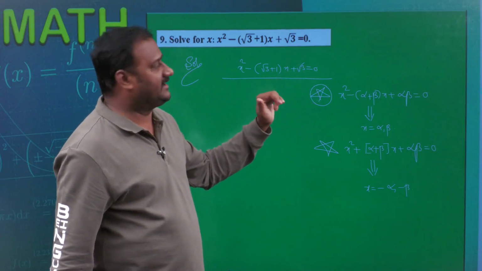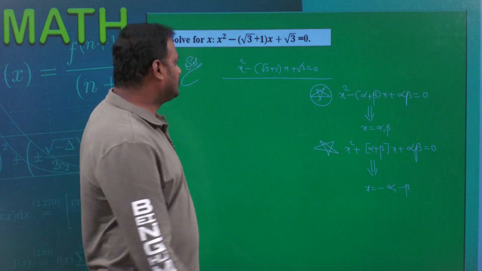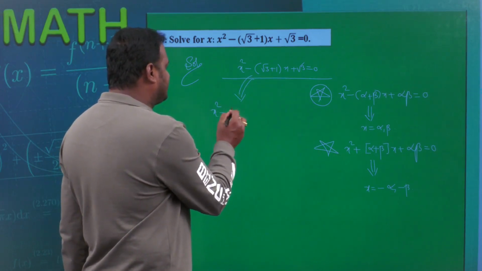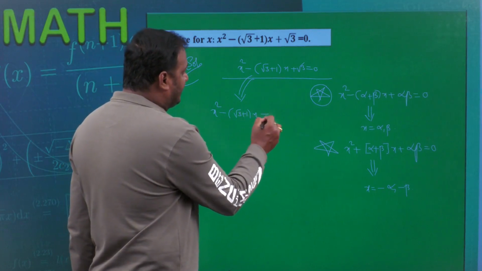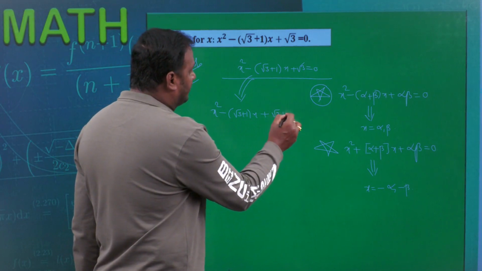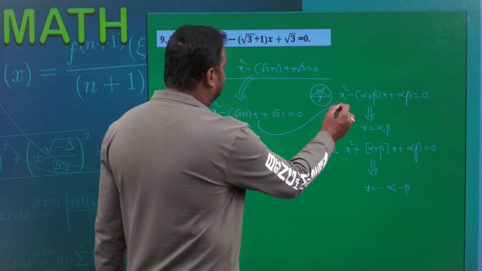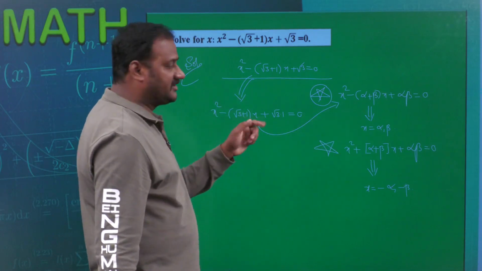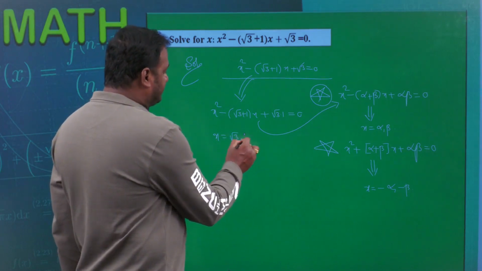Absolutely, this is the product, because root 3 can be written as root 3 into 1. So you can write this quadratic equation as x square minus (root 3 plus 1) times x plus root 3 into 1 is equal to 0. So it is in the form of the first type. Then what are the roots? Alpha and beta. So what is alpha and what is beta here? Alpha is equal to root 3 and beta is equal to 1.